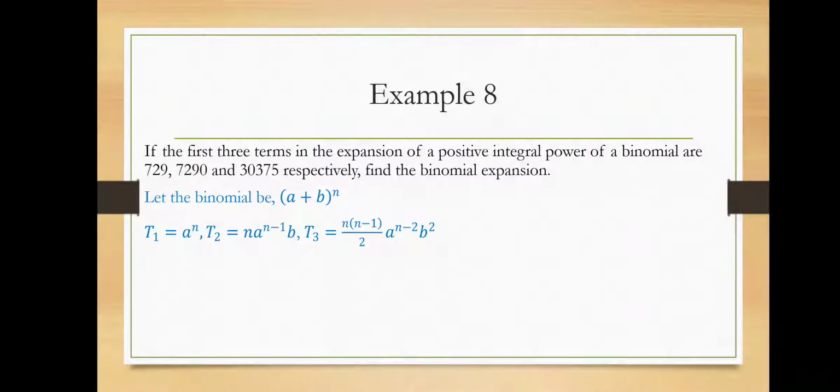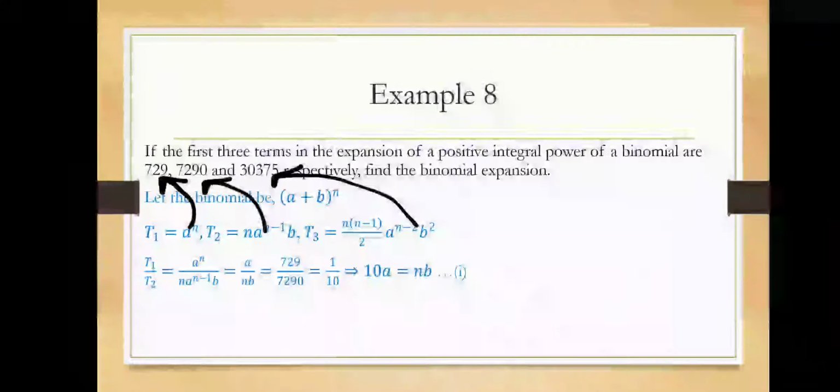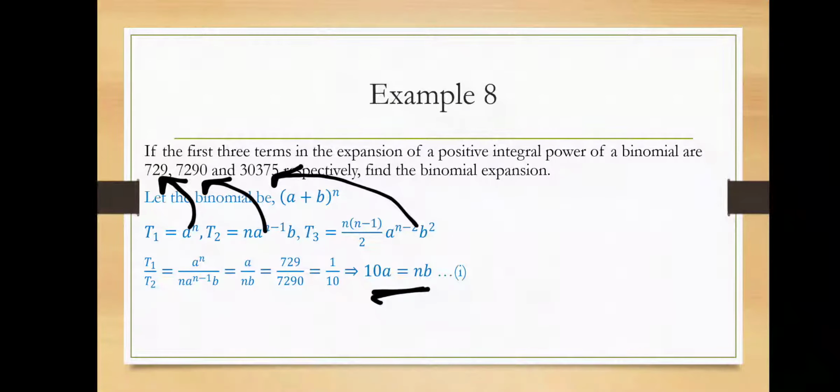Now it is given that these terms are 729, 7290 and 30375. So let us equate them. These are the things given: a to the power n is 729, this is 7290, and this is 30375. Now what I have done is taken ratios. With the first term and the second term, the ratio gives me this particular relation. So I'll just keep that relation.